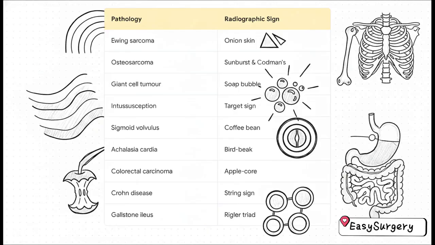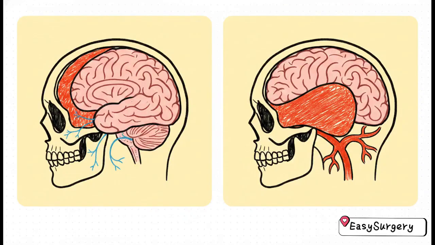Moving down to the gut. Intussusception gives a target or coiled spring sign. A sigmoid volvulus shows a coffee bean sign, while achalasia cardia reveals a bird beak appearance. Colorectal carcinoma classically narrows into an apple core lesion. Crohn's disease shows a string sign, and gallstone ileus presents with a Rigler triad. Finally, free air under the diaphragm, that is your massive red flag for pneumoperitoneum. Now, bridging into neurosurgery, we've got a classic face-off. The crucial point here is the visual distinction between head traumas.